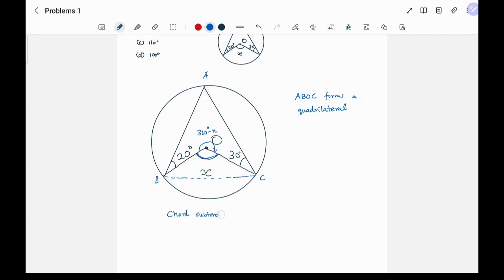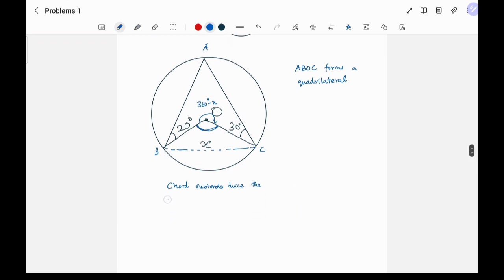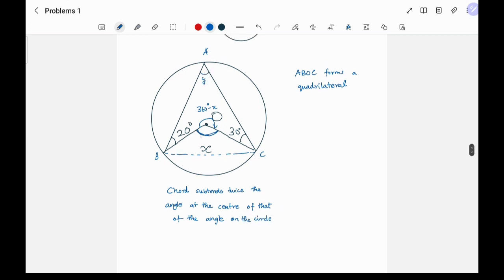subtends twice the angle at the center of the angle on the circle. So if this is y, then x will be 2y. In other words, if this is x, then this will be x by 2.